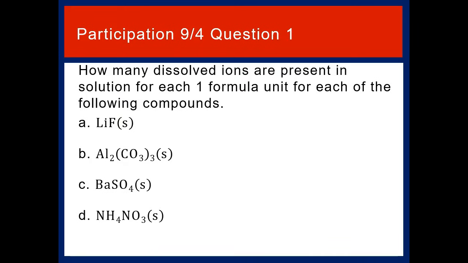Participation 9.4, question 1. How many dissolved ions are present in solution for each one formula unit for each of the following compounds? We've got A, LiF, B, Al2(CO3)3, C, BaSO4, and D, NH4NO3. This is the first question on participation 9-4, due Friday, September 4th at 11:59 p.m. over on Blackboard. Link to the assignment is right below the links to the document where these videos are posted. Again, how many dissolved ions are present in solution for each one formula unit for each of the following compounds: lithium fluoride, aluminum carbonate, barium sulfate, and ammonium nitrate.